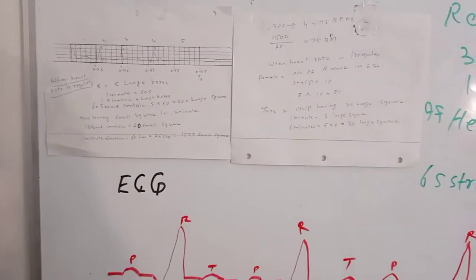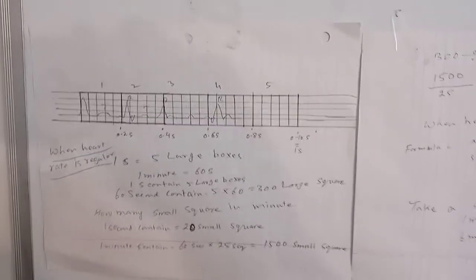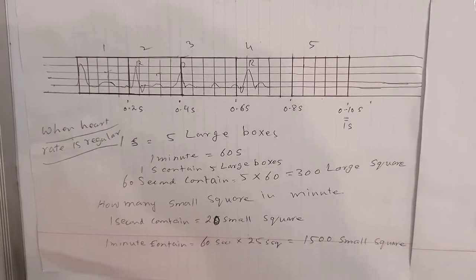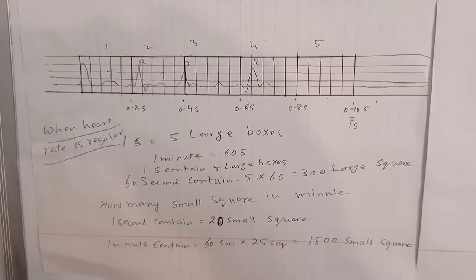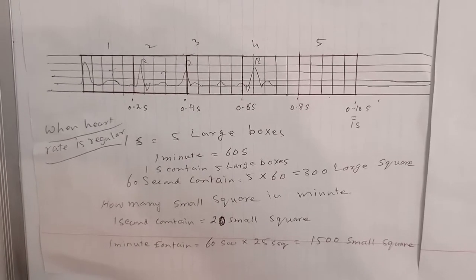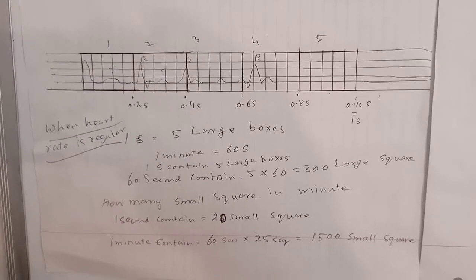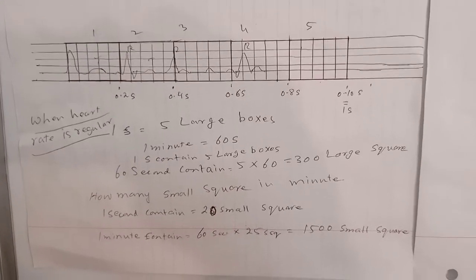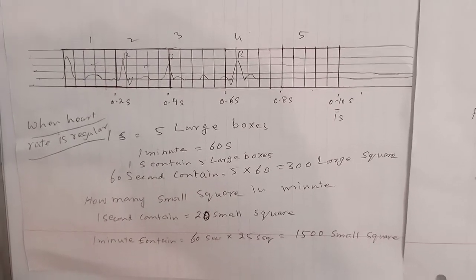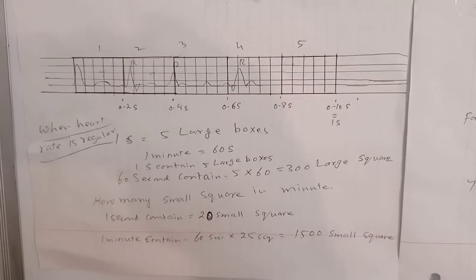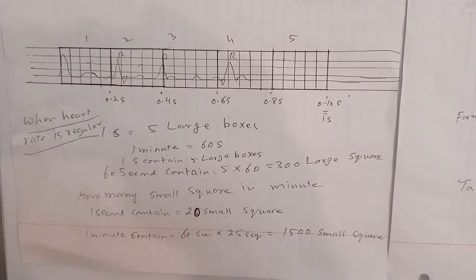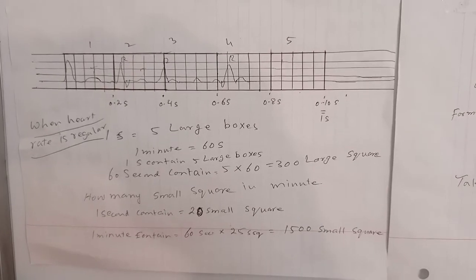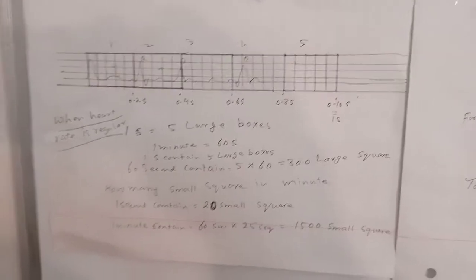From our previous lecture, we know there are small squares and large squares on ECG paper. In each large square, there are 5 small squares horizontally and 5 small squares vertically, up and down. If we go horizontally, it gives us time, and if we go up and down, this gives us voltage, how much voltage is produced.